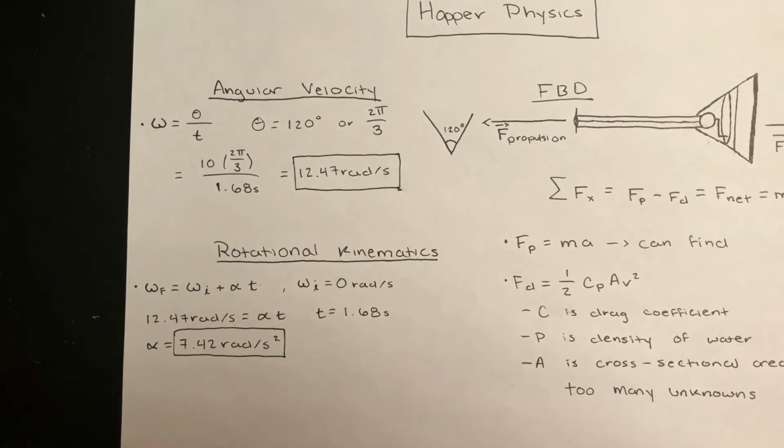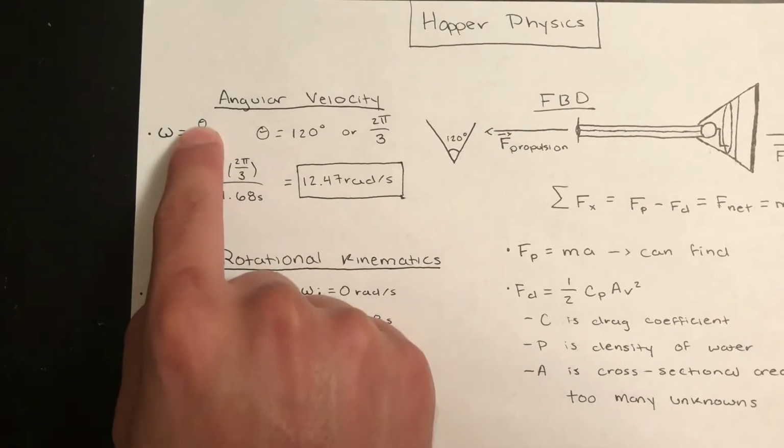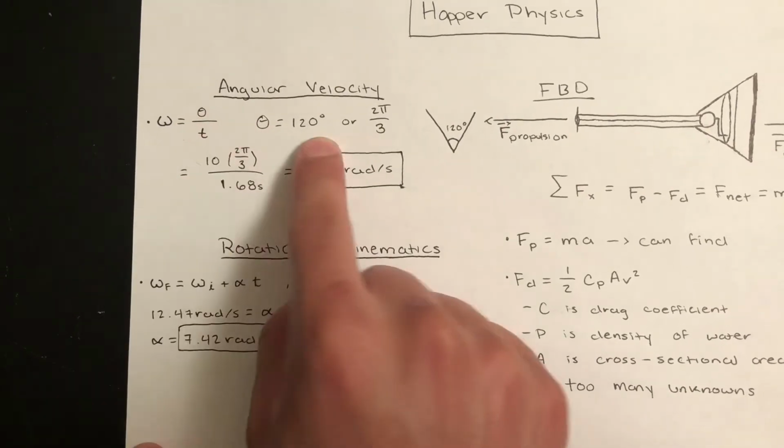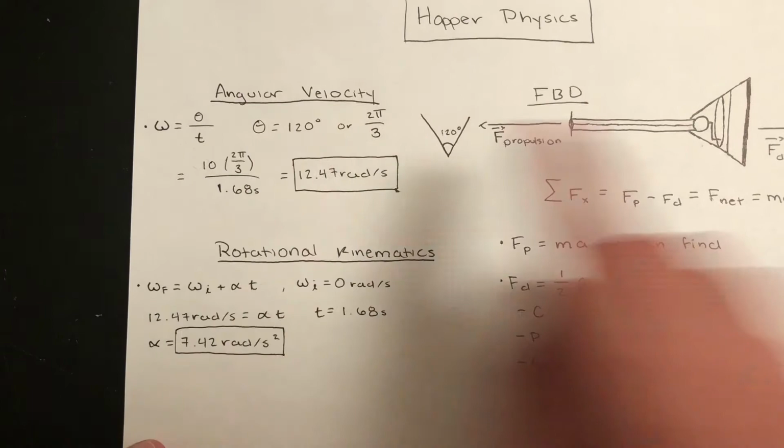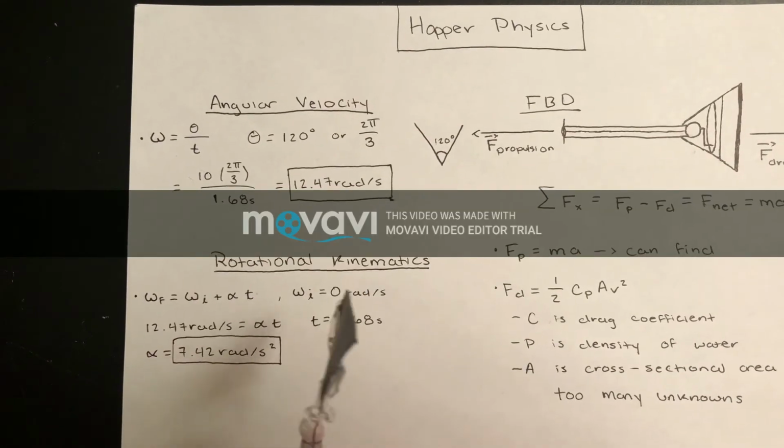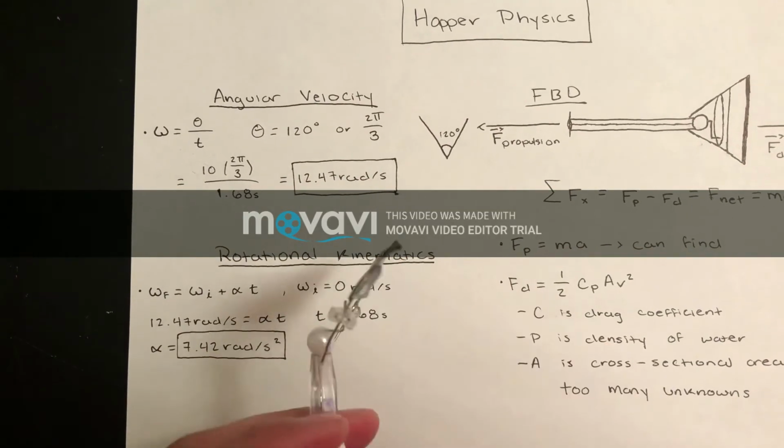We move on to angular velocity. Angular velocity is equal to the rotational distance over time. The rotational distance is actually 120 degrees. That's this distance from one side to the other.